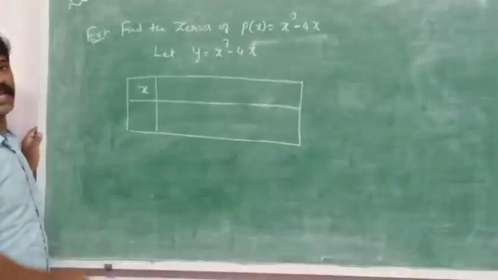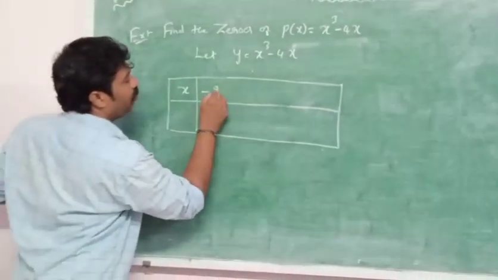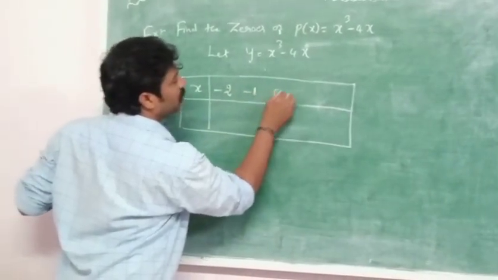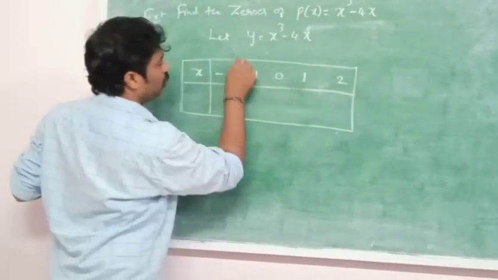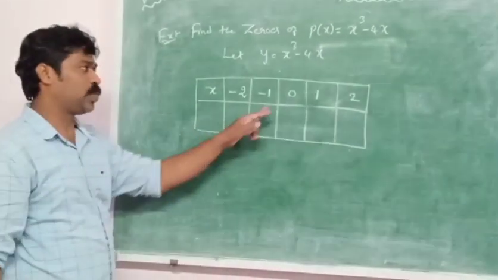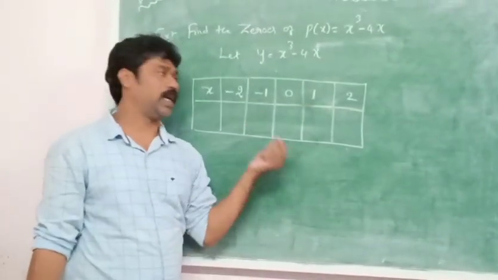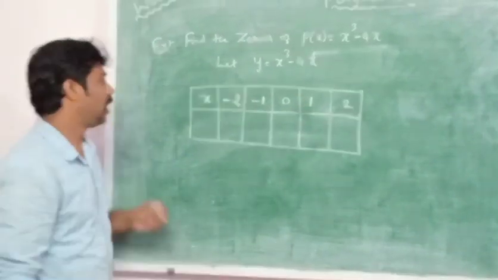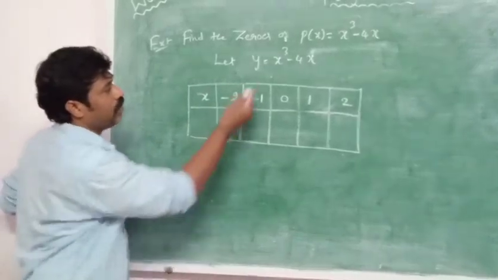So these are the x values. Here we can take minus 2, minus 1, 0, 1 and 2. We are taking the x values as minus 2, minus 1, 0, 1, and we can take any real number. If you substitute these values, then we will get the y value.